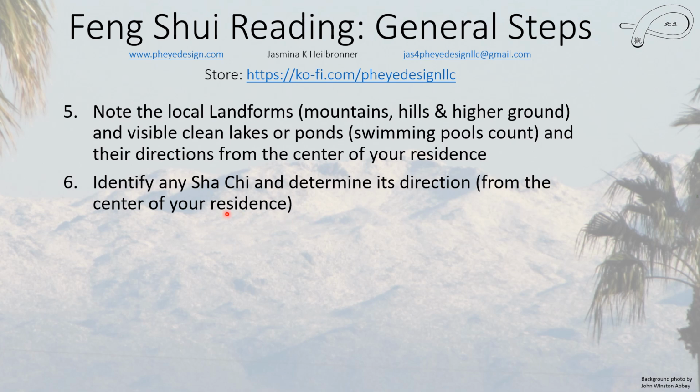Then you also need to identify any sha qi, external or internal, and determine its direction again from the center of your residence. And this is important especially if this happens to fall in the location of an important area of your house. And it's just generally good to mitigate this because you might actually want to use a certain sector because the annual month stars happen to be really good. But if that place has sha qi and you're doing something new, you have a tendency to activate that. So in general, mitigating sha qi all the time is a great idea. It gives you more versatility in your house.